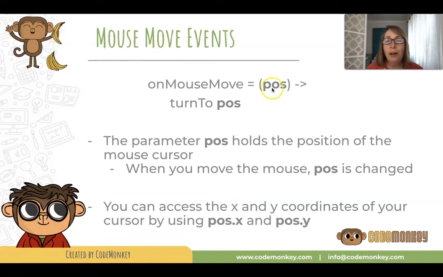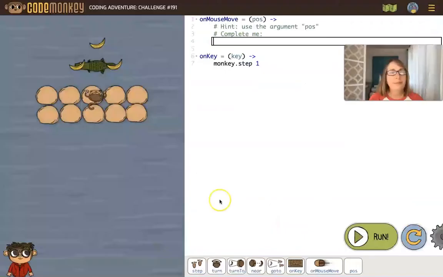The parameter pause holds the position of your mouse cursor. So when you move the mouse, pause is changed. It's automatically updated as you move your mouse cursor. You can separately access the X and Y coordinates of your cursor by using pause.x and pause.y. Let's look at a challenge.